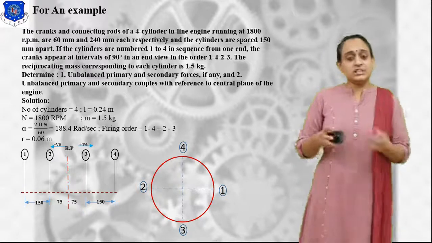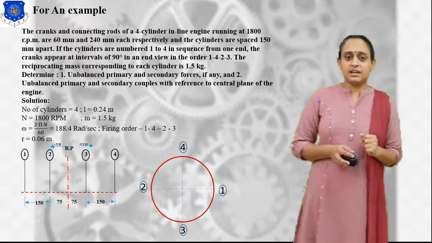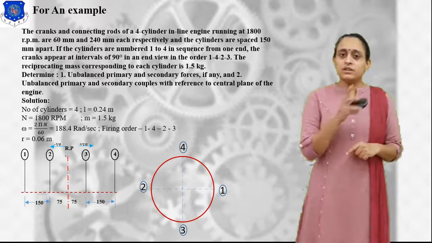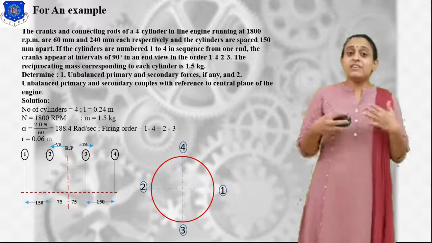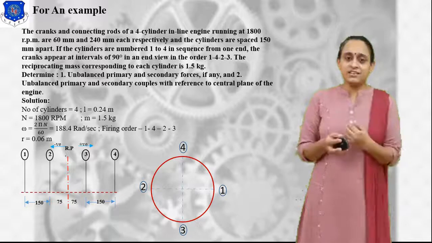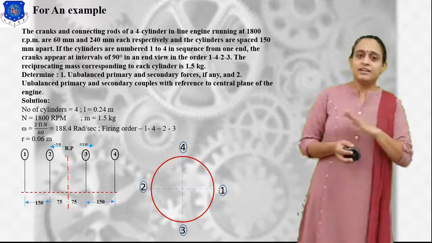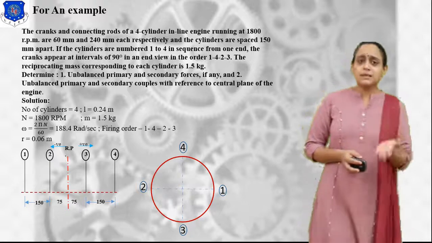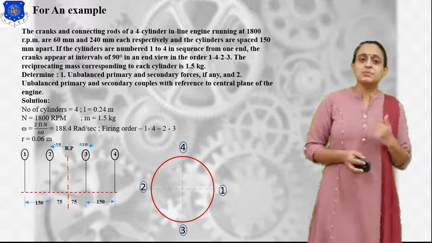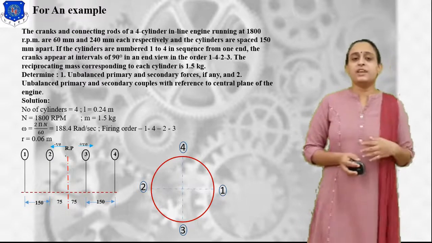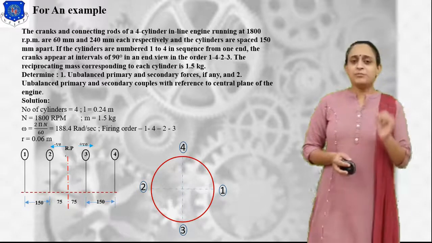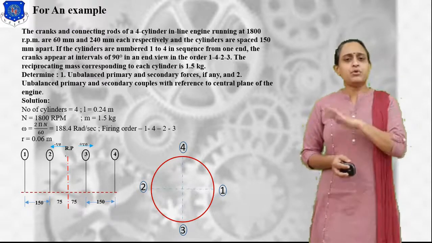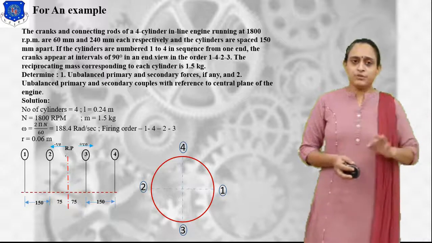Hence, I draw the diagram as a crank angle position as 1, then 4, then 2 and 3, and they will appear at a 90 degree interval. Hence, they are all 90 degrees to each other. Okay, now let us move on. The mass corresponding to each cylinder is 1.5 kg. So here M1, M2, M3 and M4 are all 1.5 kg.